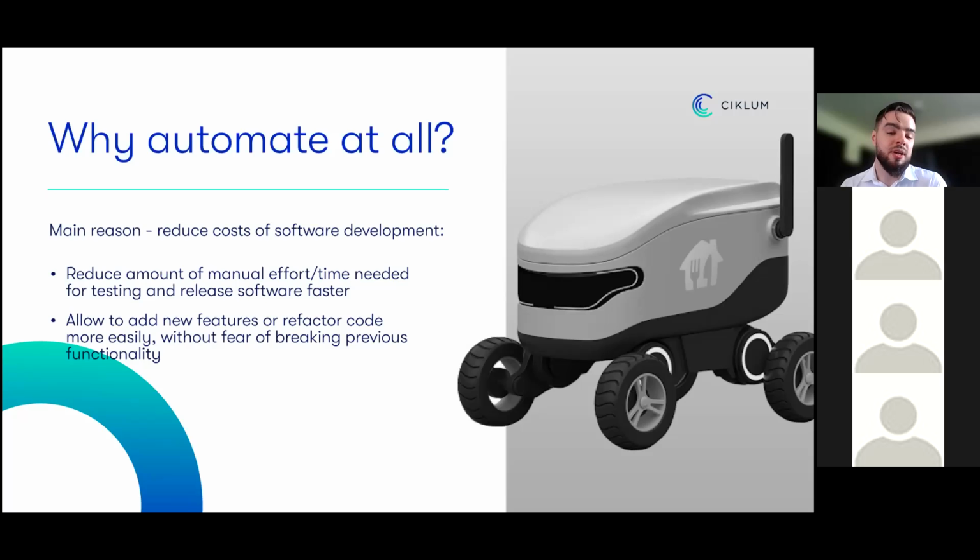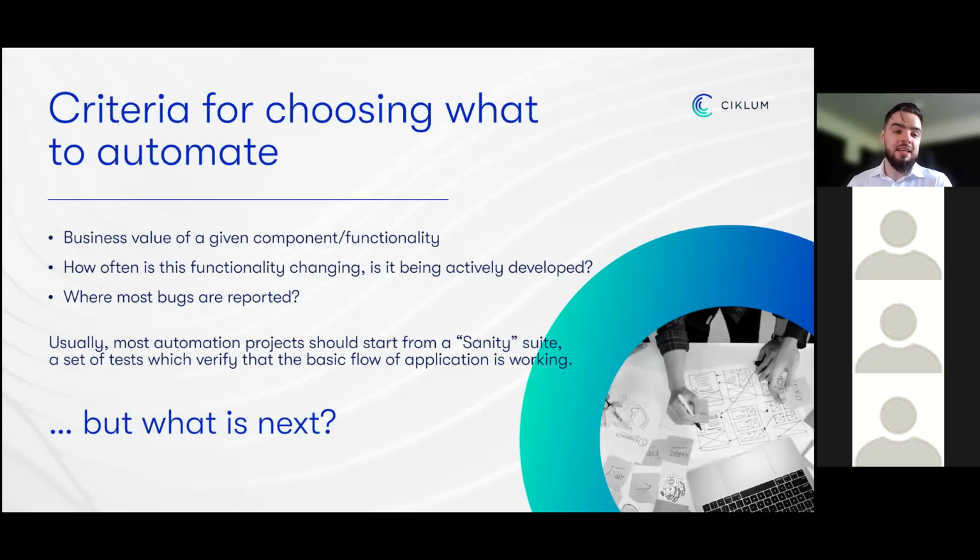Also, it allows you to add new features or do refactoring on your code very easily because you have a kind of safety net of automation tests. And once you introduce some changes, you get very quick feedback, for example, if something is broken. So this is another very important benefit of your automation. Not only does it reduce the amount of manual testing required, but it also allows you to cheaply introduce new features and do refactorings with much more confidence than without it.